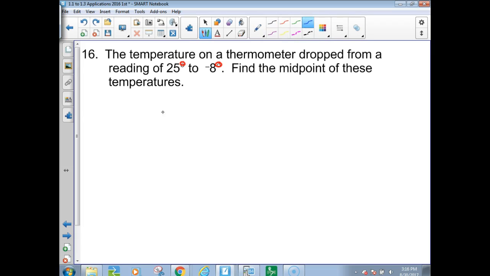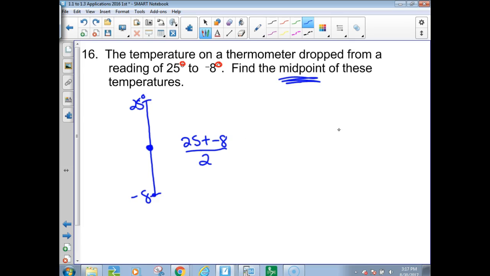Number 16, please. It says the temperature on a thermometer dropped from a reading of 25 degrees to -8 degrees. Find the midpoint. Midpoint is when you average the coordinates. So if you think about a thermometer, if that was 25 degrees and this was -8 degrees, we're trying to find the middle. So how we do that is we add the numbers and divide by 2. 25 plus negative. We'll have to do this on your quiz tomorrow.